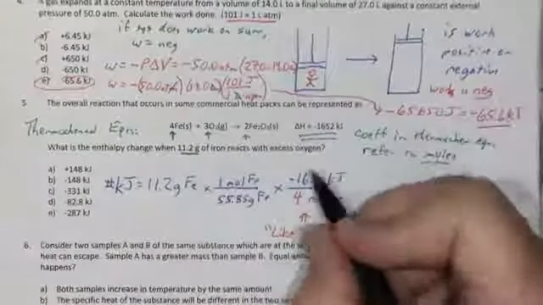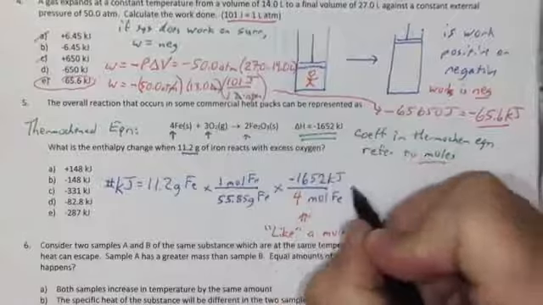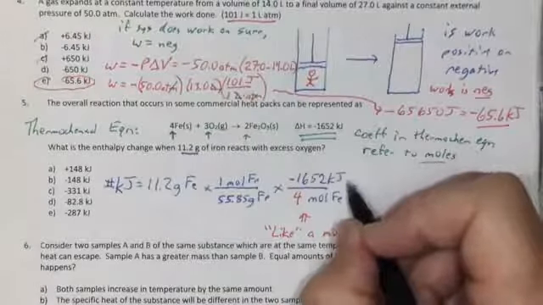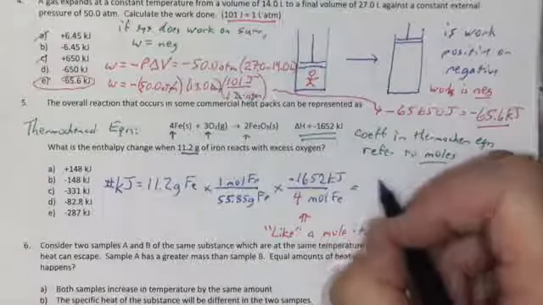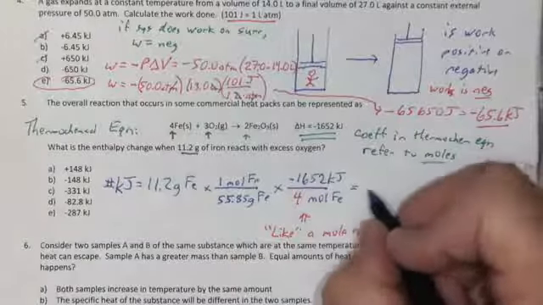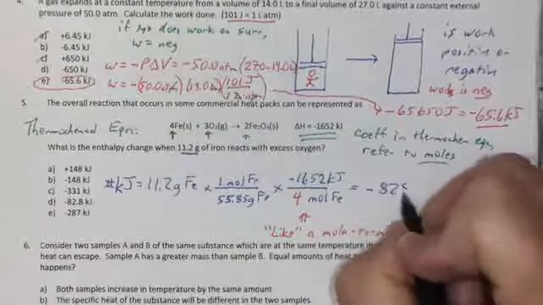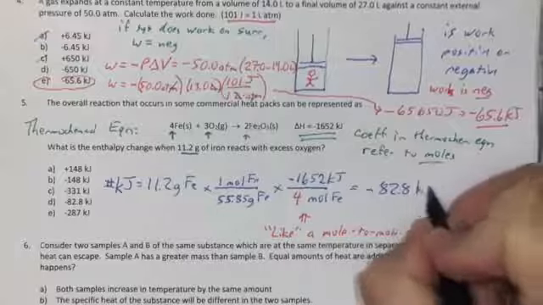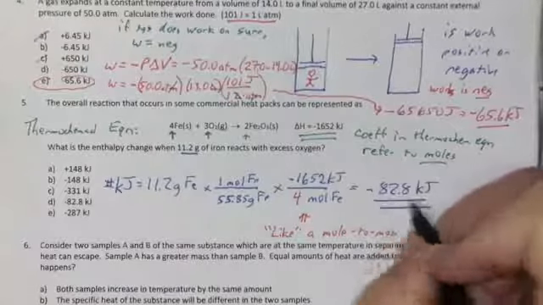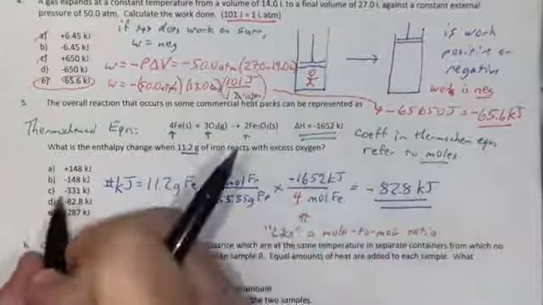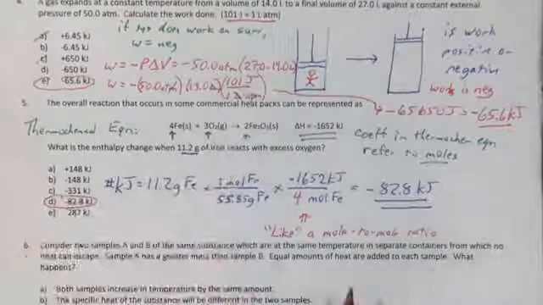And so when we calculate that out, we would get the answer of negative 82.8 kilojoules. Negative 82.8 kilojoules. So be sure you know how to work thermochemical equations.